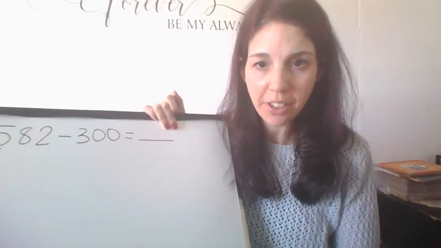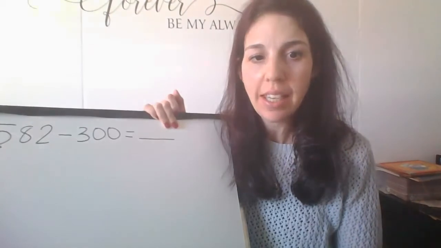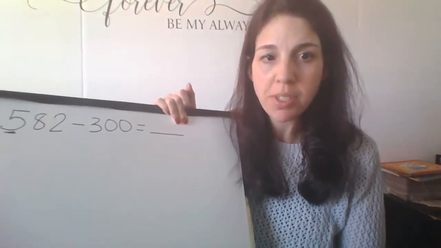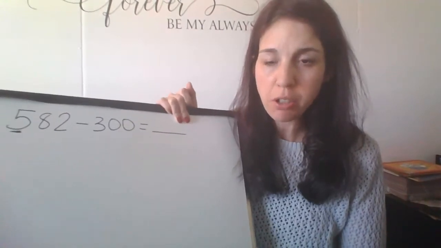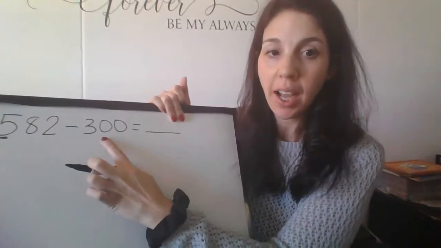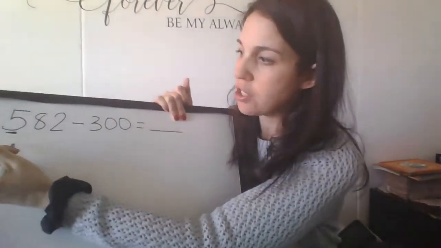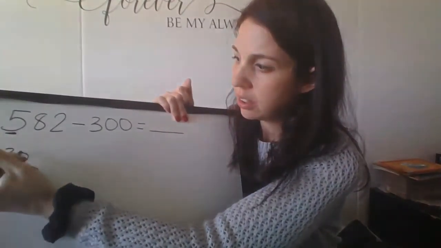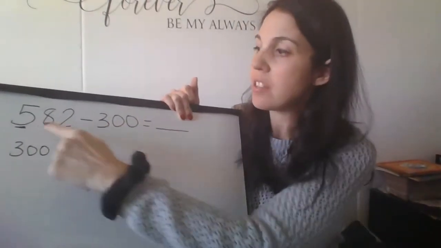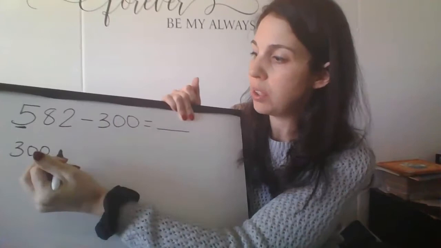Daniel. I teach second grade at Citizenship Academy, and today we're going to be looking at the arrow way and how we can use that in subtraction. So the first way we can use the arrow way is by counting up. So we can start at 300. We can count up until we get to 582.